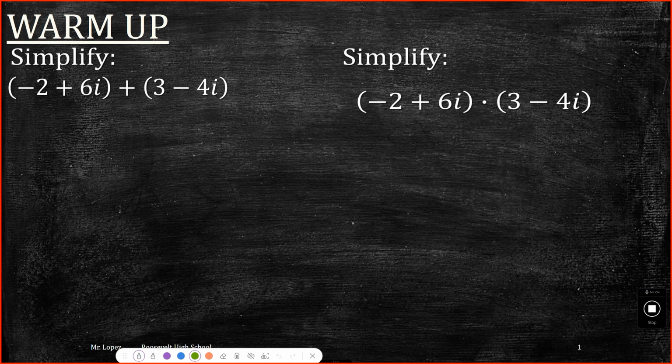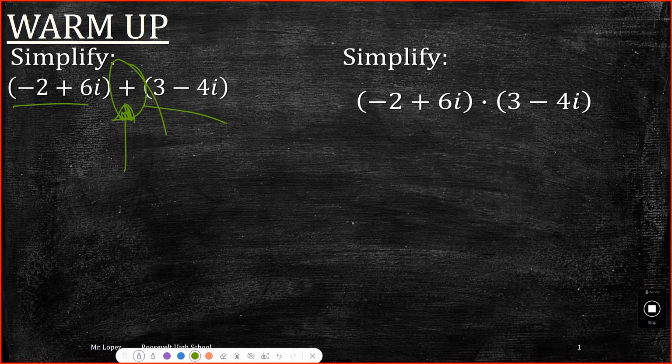I walked around, and I see people doing some weird stuff again. What is it telling you to do here between these two complex numbers? What is it telling you to do? Add them. I see people multiplying or some weird stuff.